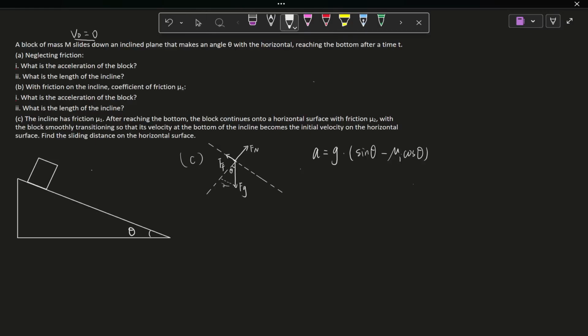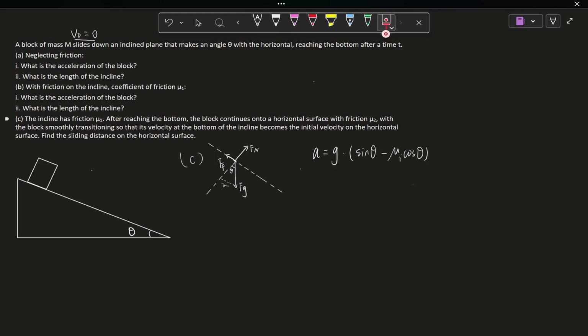The incline has a coefficient of friction of mu1. After reaching the bottom, the block continues onto a horizontal surface with friction mu2, with the block smoothly transitioning to the horizontal surface so that its velocity at the bottom of the incline becomes the initial velocity on the horizontal surface. Find the sliding distance on the horizontal surface.